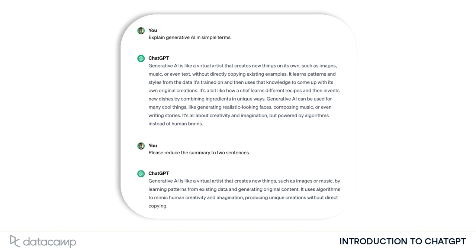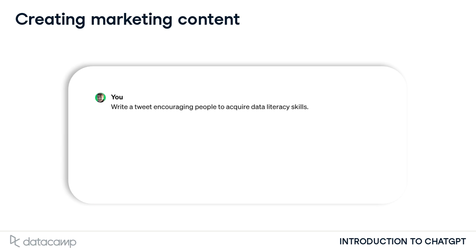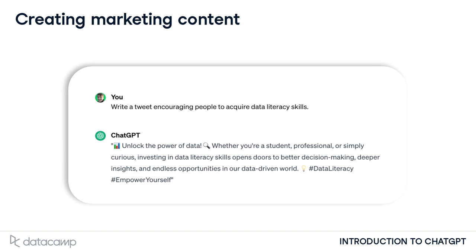ChatGPT's most powerful capabilities. Summarizing text or concepts is pretty cool, but ChatGPT can also perform more creative tasks, such as creating marketing content. Let's ask ChatGPT to write a tweet, encouraging people to acquire data literacy skills. This tweet is pretty good. ChatGPT came up with a catchy slogan, "Unlock the power of data," considered X's character limit, and utilized relevant hashtags and emojis to improve audience engagement.